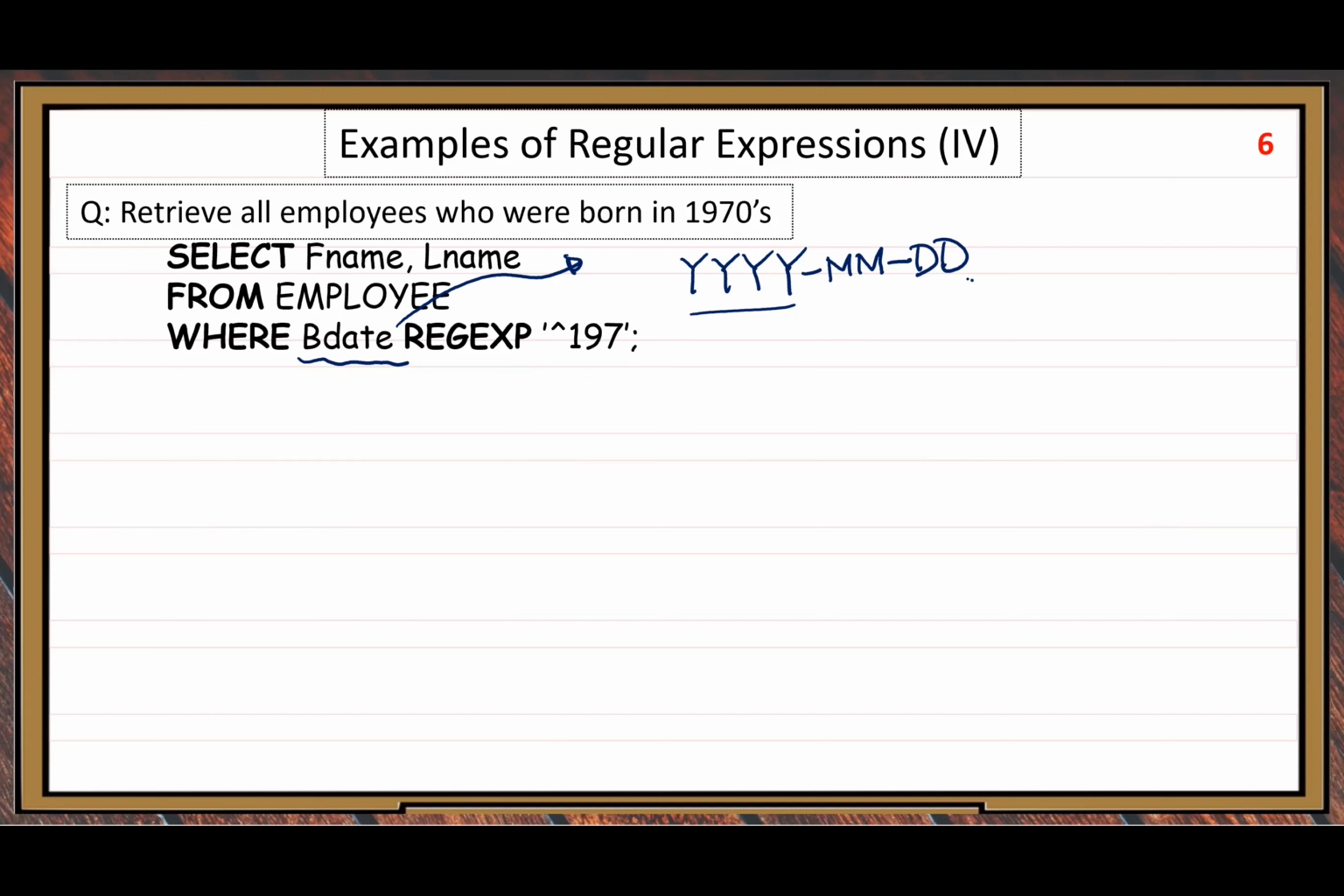Now you can think about the B date data being like that. So if you only match the first 3 digits, 197, then it should be fine, right? You do not need to consider other things. If the first 3 digits are 197, then you can find the correct employees with that condition. So that's this example.